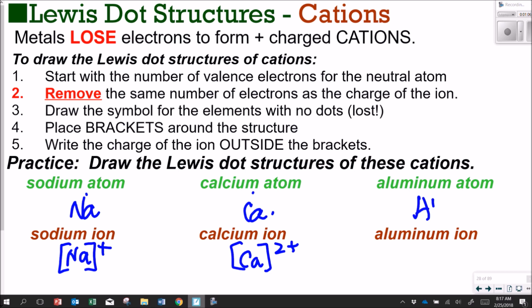Aluminum has 3 valence electrons in the neutral atom, so we draw aluminum with a square bracket, no more dots, and a charge of +3.